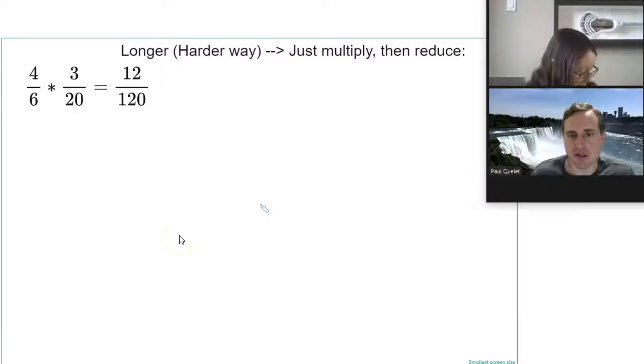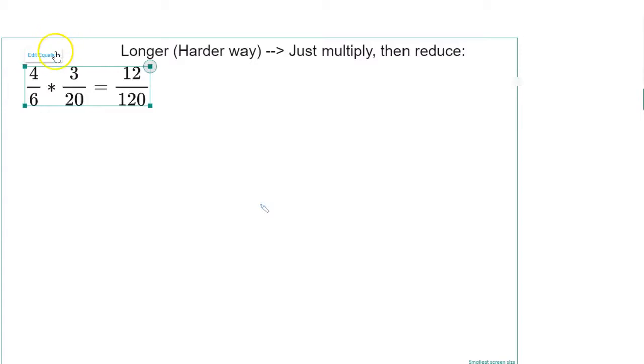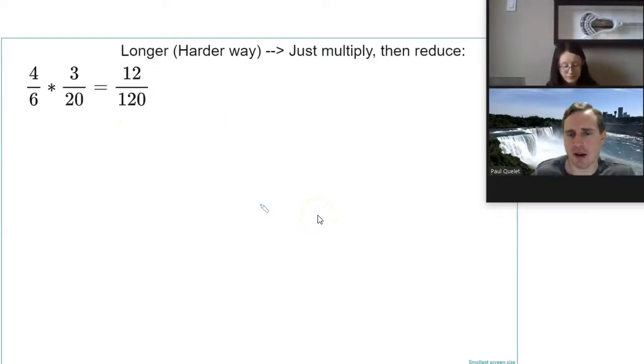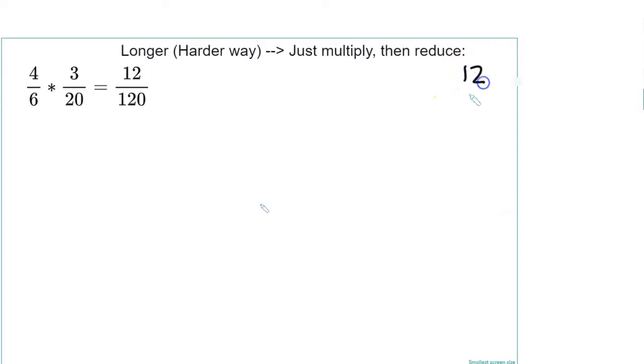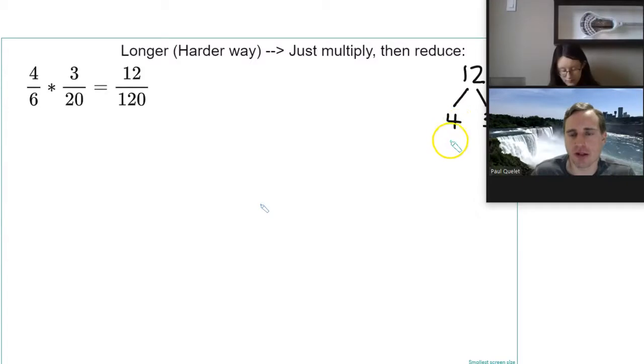Now, because we didn't cancel anything before we began, we need to reduce. So can you just look at those two numbers and identify what is the greatest common factor? Look carefully. Remember, a greatest common factor can be an entire number itself. So let's think about 12, right? 12, if we started the tree, would break down into 4 times 3, and then what does 4 break down into?